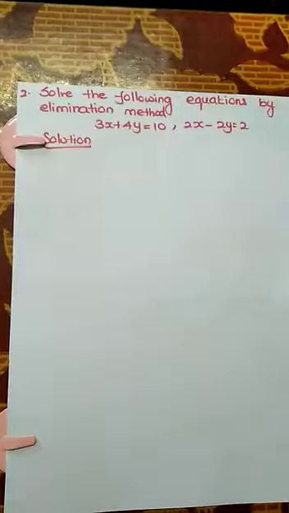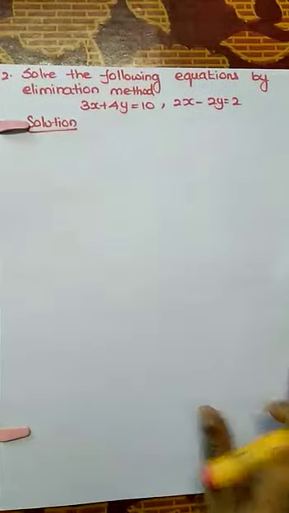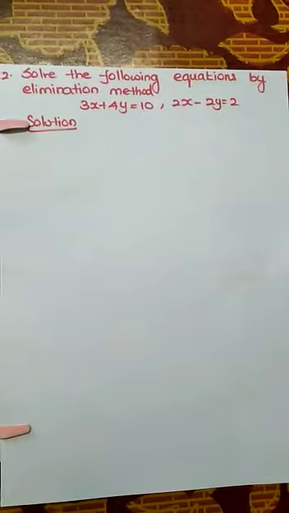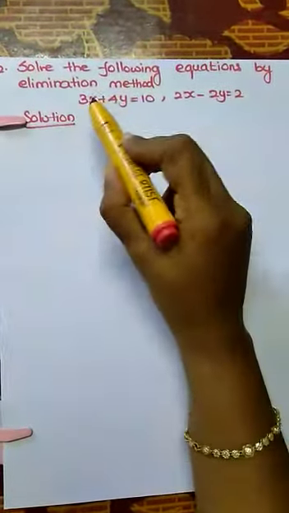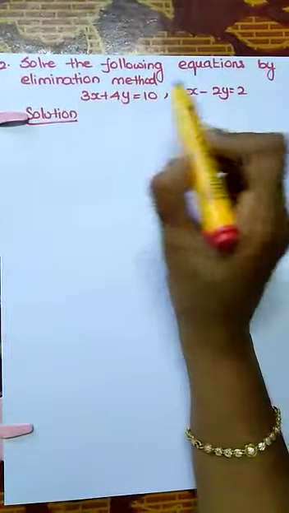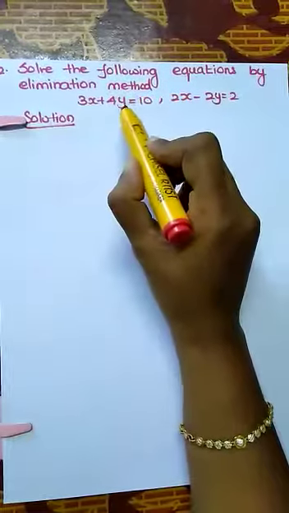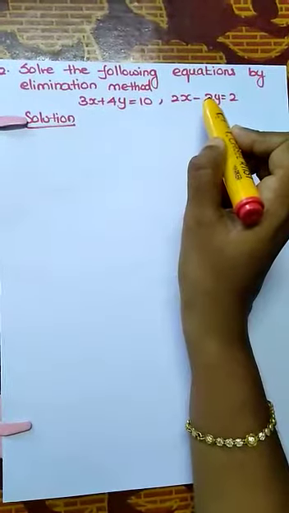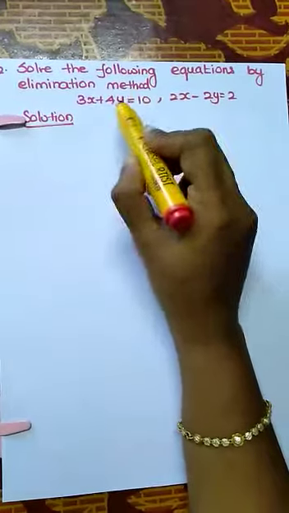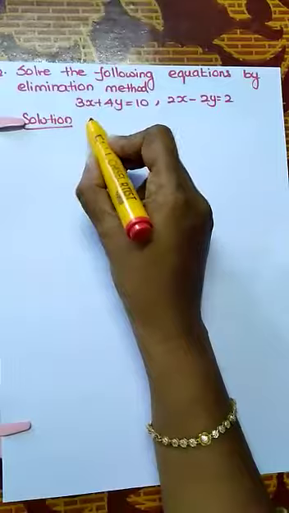The problem: solve the following equations by the elimination method. What is our equation? 3x plus 4y equal to 10 and 2x minus 2y equal to 2. Here the coefficient of x is 3. In the second equation the coefficient of x is 2. Both are different. The coefficient of y is 4 in the first equation, and the coefficient of y is minus 2 in the second. The coefficients of y are multiples of 2. So we have to select the y value.